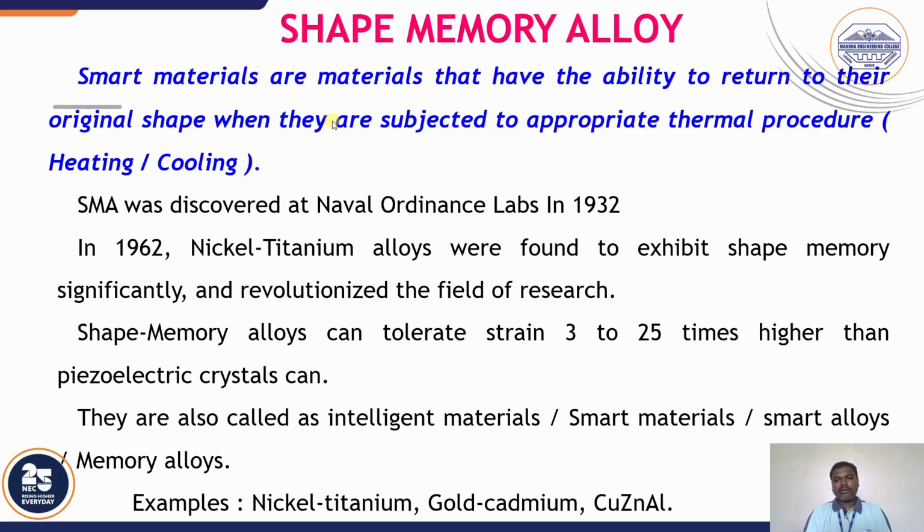And what are the different compounds we use to make a shape memory alloy? For example, the main material is nickel titanium, because nickel titanium is very low in cost and easily accessible. So nickel titanium is mainly used, and apart from that, gold, cadmium, copper, zinc, and aluminium, these kinds of materials are also combined in SMA material.